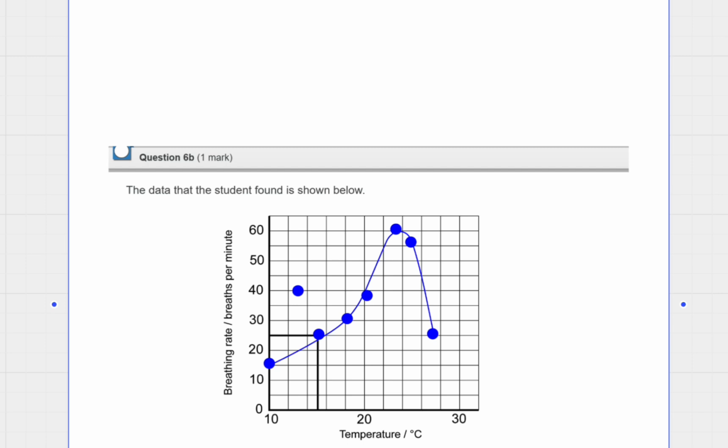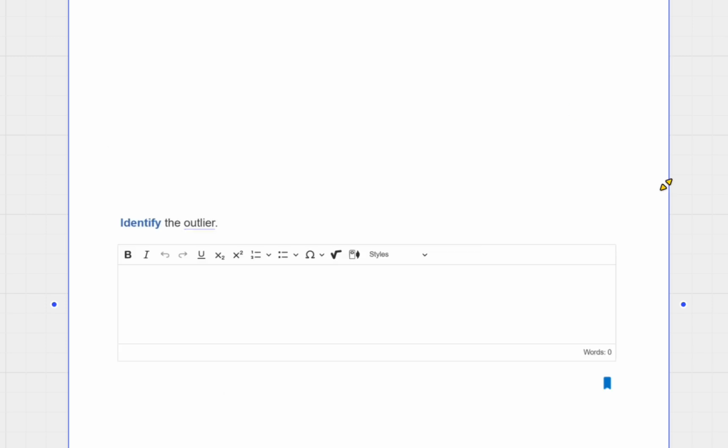6b is going to be the data that the student found, shown below. So we see that the data he found is a graph. Just look at the graph for a second. Now let's just move on to the question. The question is asking us to find the outlier.